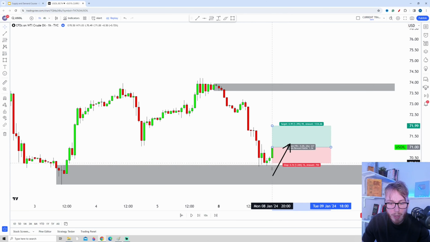There are two main ways to set your stop loss. One method is to simply set your stop loss just below the lowest point here of the reaction. Another method is to set your stop loss all the way below the lowest point of the demand zone. However, for reasons that you will see very soon, we decide to set our stop loss just below the low.